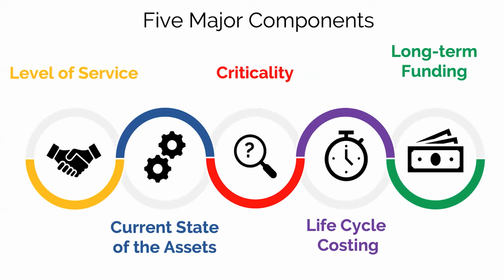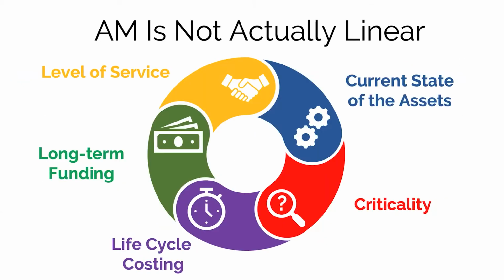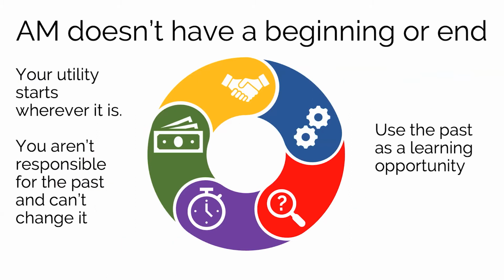And although I've been talking about this and have laid this out in a linear fashion, it's really not a linear process. It's not something that you go through once and stop, although we sometimes see that approach, particularly when a utility has developed an asset management plan as part of a funding package, and then the plan gets set on a shelf and doesn't get used. Asset management is not just a document, it's an approach for running a utility. It's not a linear thing. It does not have a beginning or end.